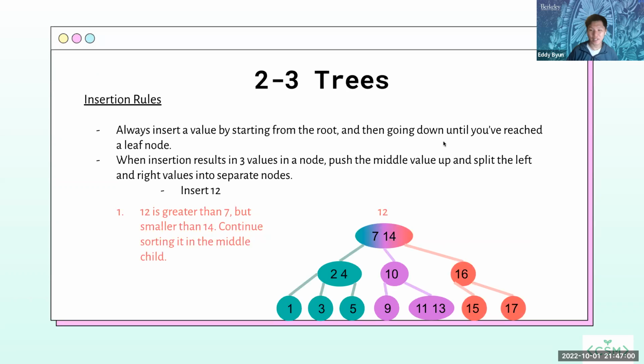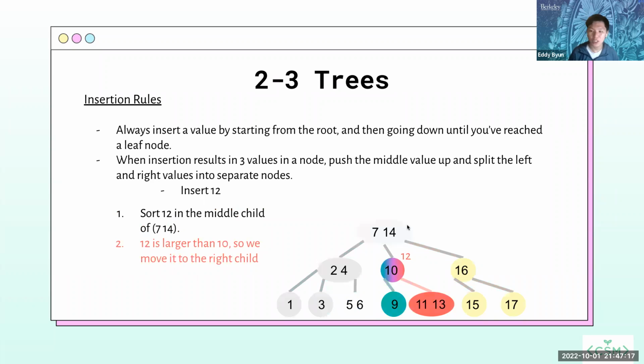All right, so let's look at an example. Let's consider the tree that we saw in the previous slide. And let's say we want to insert 12 into this tree. Well, 12 is greater than 7, but smaller than 14. So we're going to look in the middle child. When we look in the middle child, in this case, it's going to be 10. We see that 12 is larger than 10, so we're going to go to 10's right child.